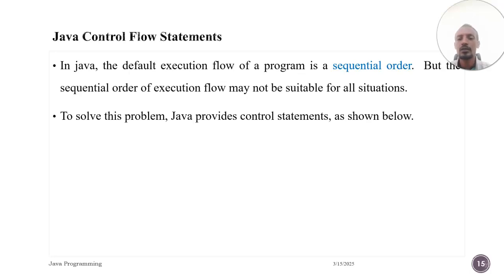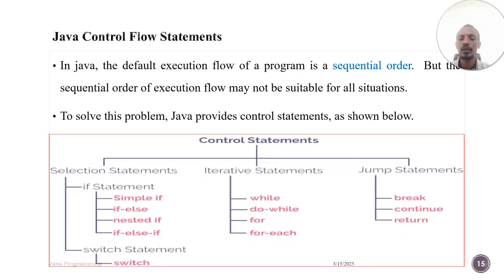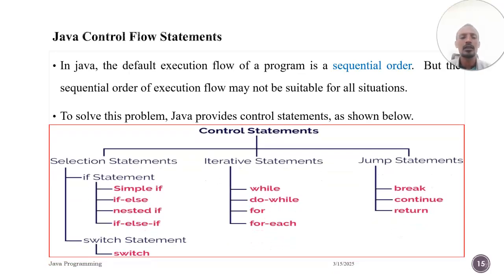The third one is looping. In some cases, there are repetitions to happen. In all such cases, we are going to use looping. The final part is the jump statement. Those parts, Java control statements, can be seen as selection statements, iterative statements, jump statements, and the fundamental building block of every code is the sequential one.